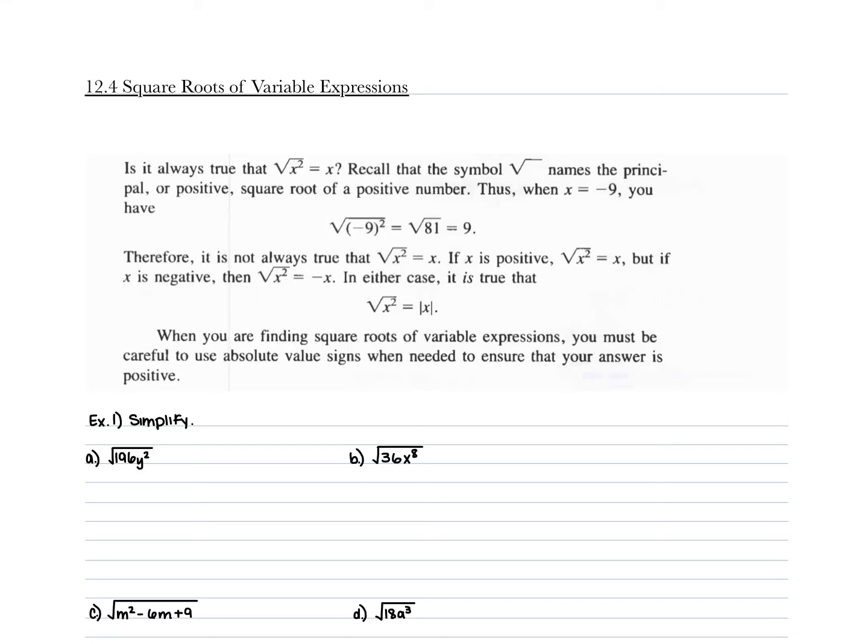12.4 goes over square roots of variable expressions. When we're working with these variable expressions underneath the radical, you're not only taking the root of the number, but also the variable that's raised to powers. When you do these, you want to keep in mind your index with all of these.